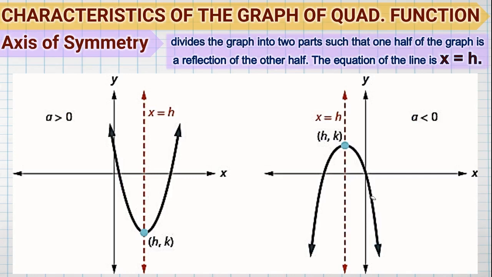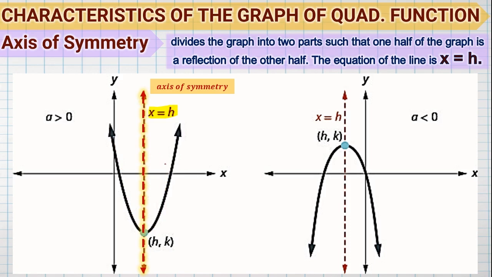Okay. So, as we proceed with this other characteristic of the graph of a quadratic function, we have the axis of symmetry. Coming from the word symmetry, it divides one whole into two equal parts. As you can see here, ito yung axis of symmetry natin dito sa parabola natin that opens upward. It is always defined by x = h. It divides the graph into two parts such that one half of the graph is a reflection of the other half. Parang ang dating kasi, hinahati niya tong parabola natin sa two equal parts. So, yan yung purpose ng ating axis of symmetry.